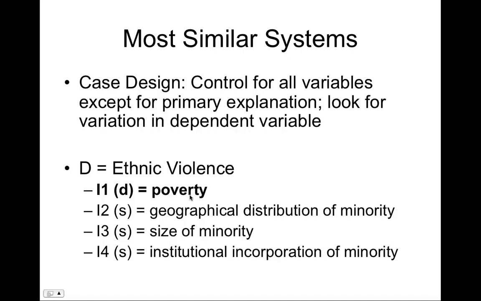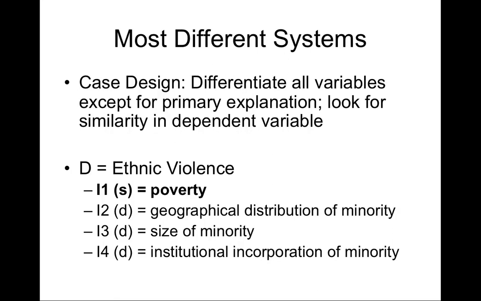But if we do find that, sure enough, in France, where you've got a more impoverished minority, we do have more ethnic violence, then we can say, yes, we seem to have support for our thesis, our primary independent variable, that poverty is what drives ethnic violence. Again, keep in mind that you're looking at a variety of different independent variables. These are the ones that I found in the literature that seem to be important, and so these are the ones that I focused on.